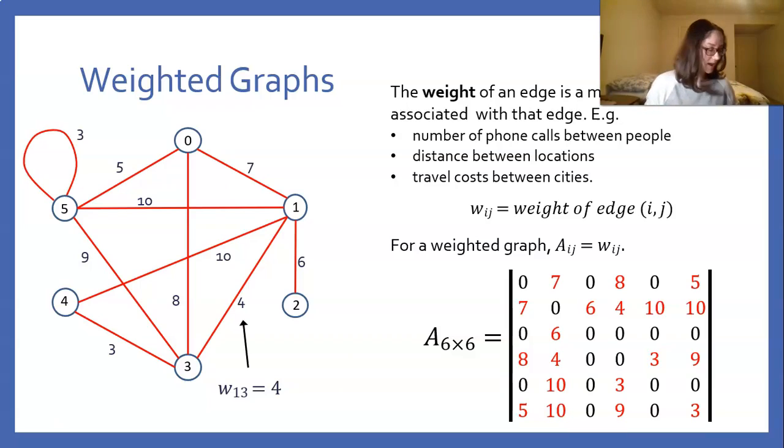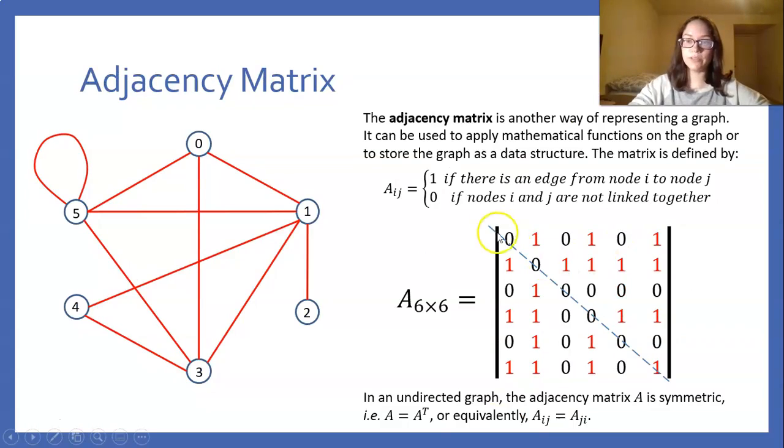And so the way that we will record the weights of the graph is in the adjacency matrix, whereas earlier, let's see if I can go back to the other slide. Earlier, we filled in the adjacency matrix with just zeros and ones.